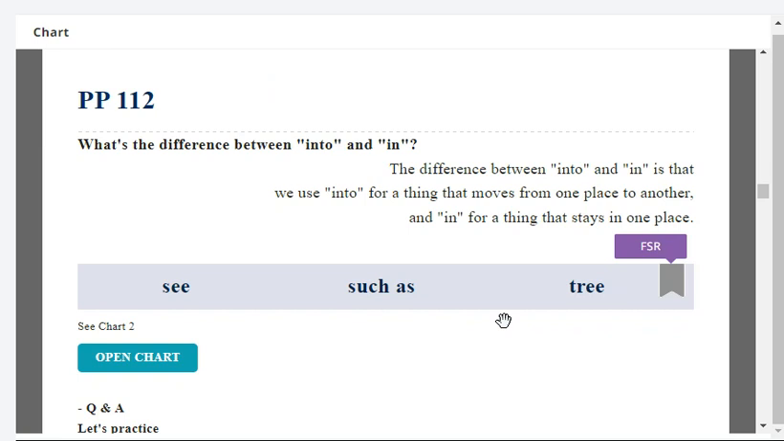So what's the difference between into and in? The difference between into and in is that we use into for things that move from one place to another, and in for things that stay in one place. Very good.